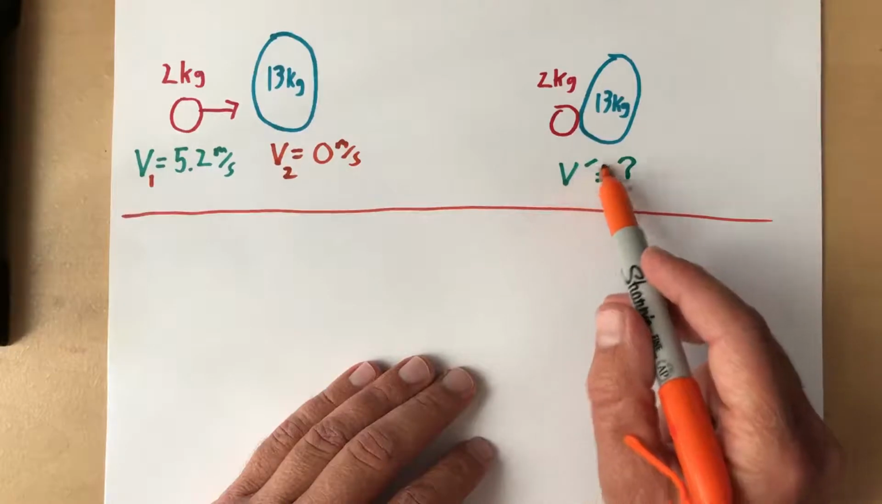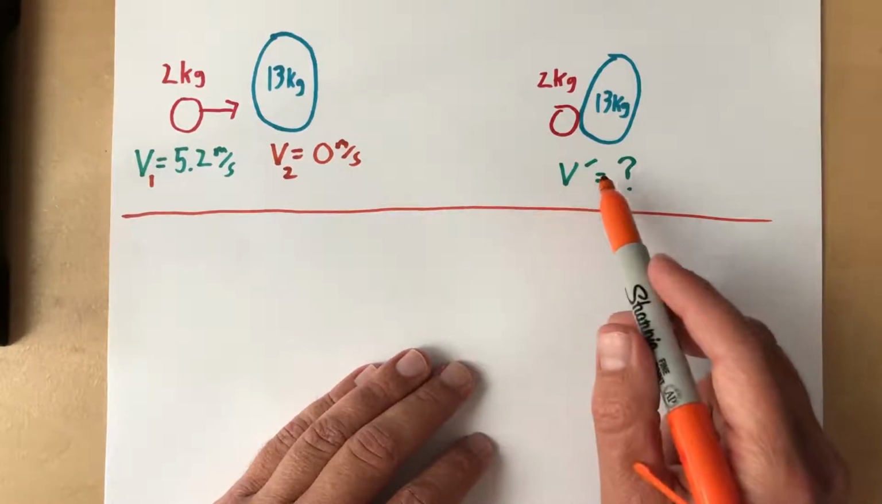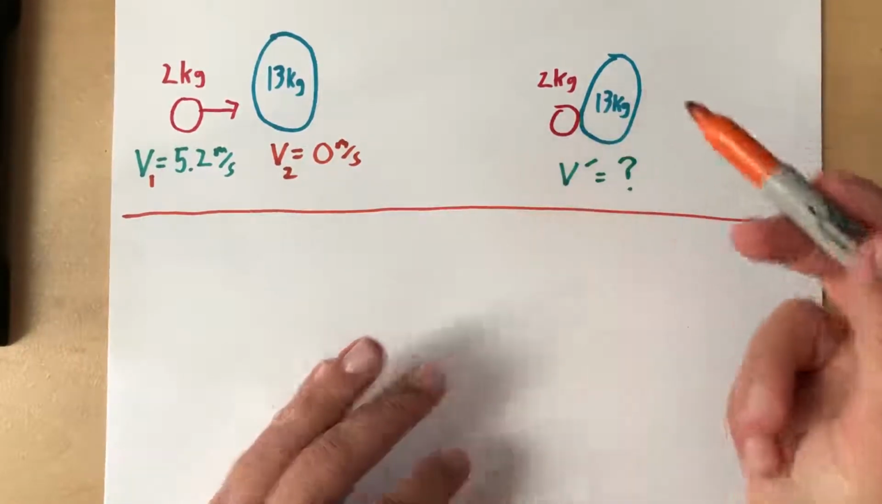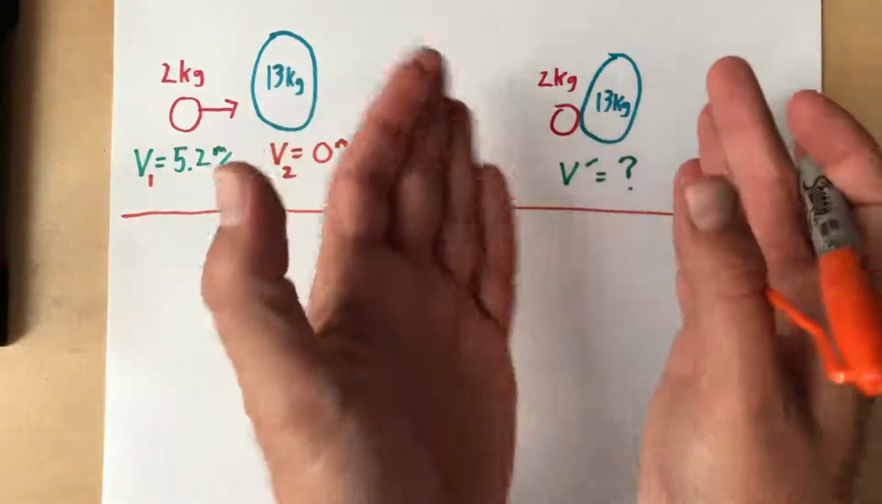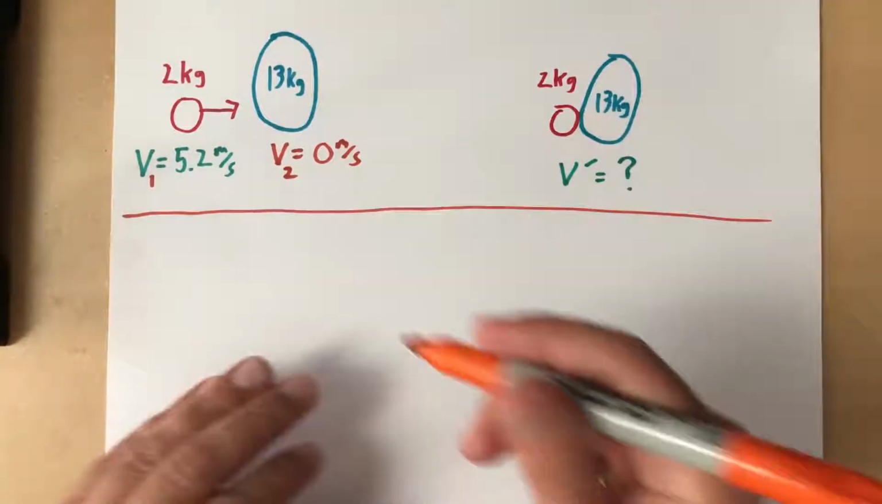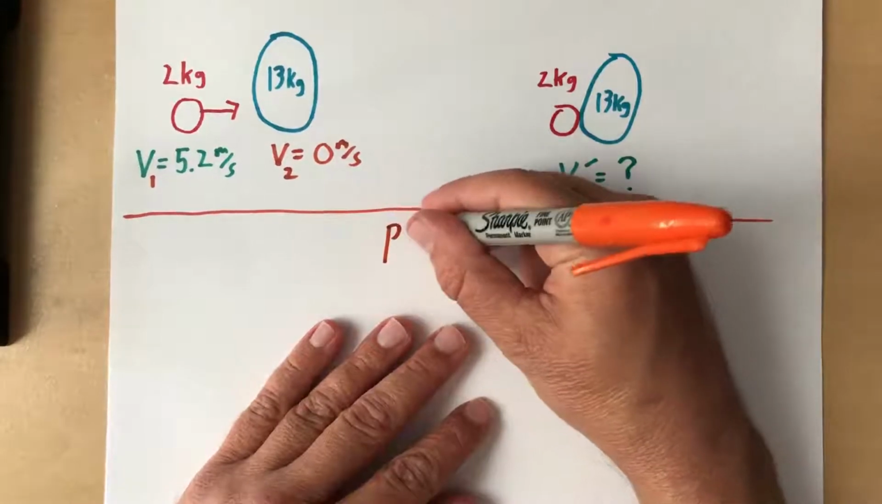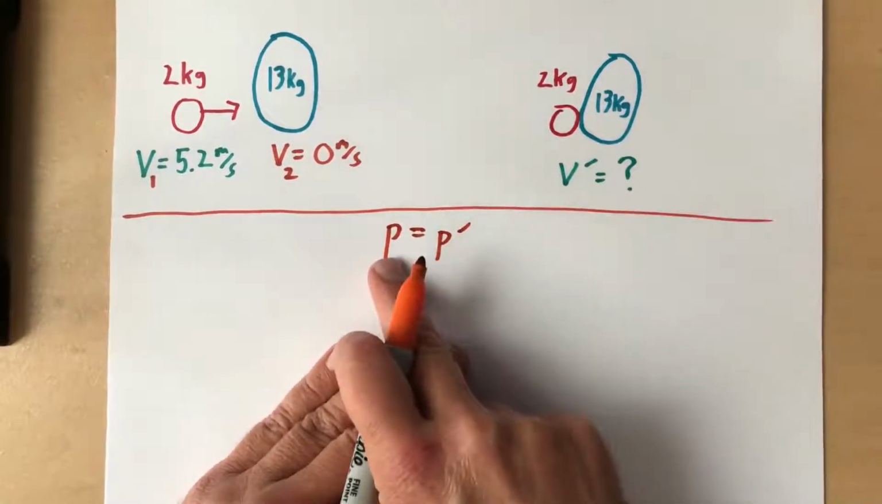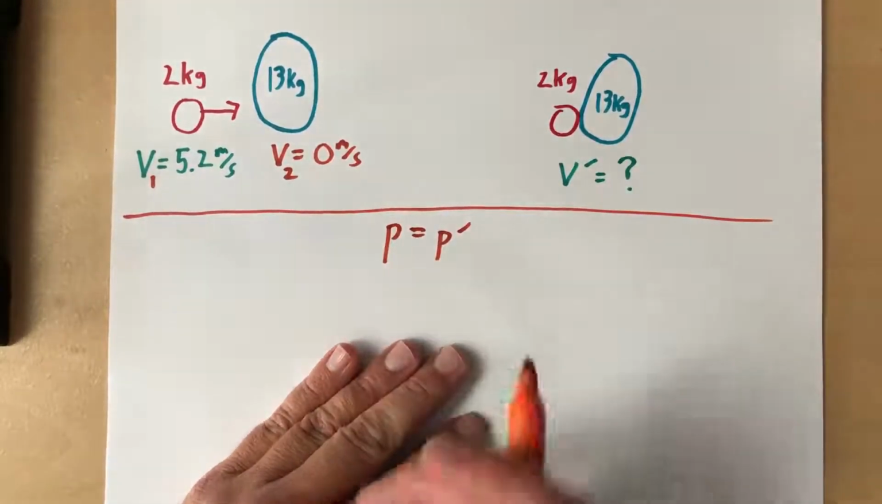And they're asking for velocity prime. Now I could call this velocity 1 prime or velocity 2 prime, but they're actually the same. So I'm just going to think of it as there's one new, more massive object there. So when you go to set these up, remember always, without even thinking about it, you got momentum of the system before is equal to momentum of the system afterwards.